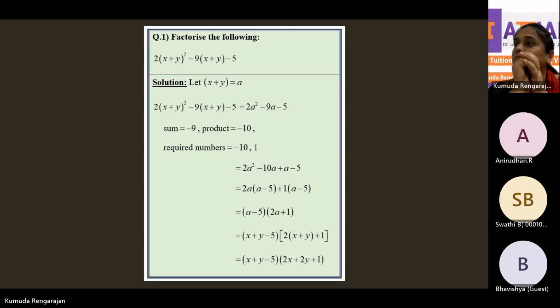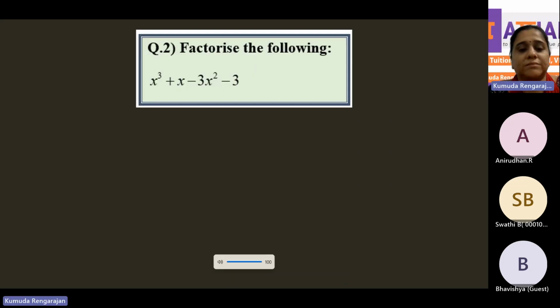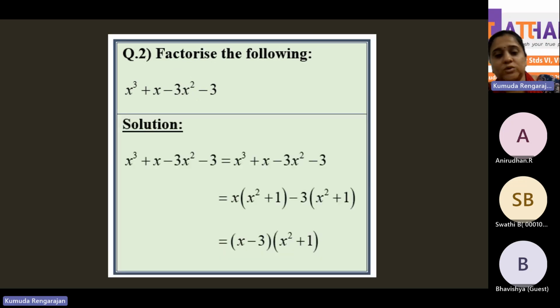Finished? Aniruddhan, finish writing this? Bhavishya? Okay. This is the next one. I'll show you the answer slide also.